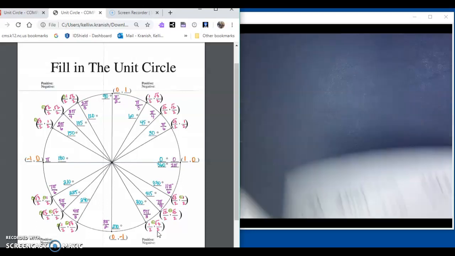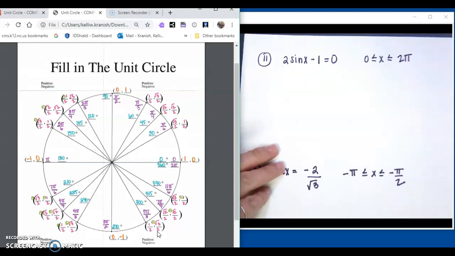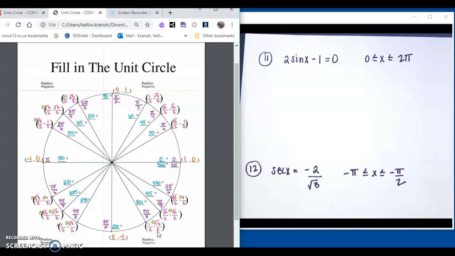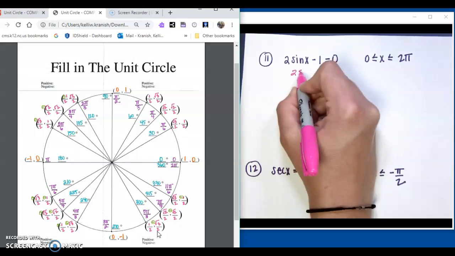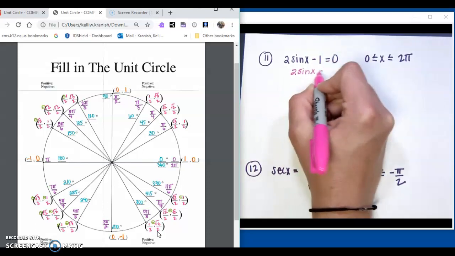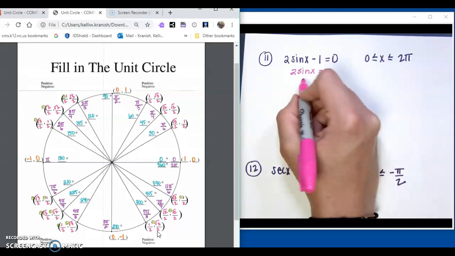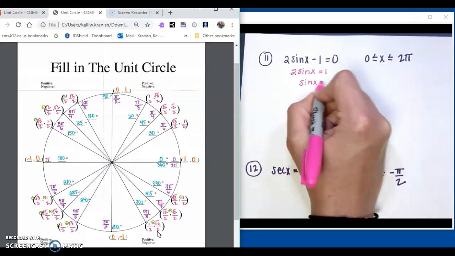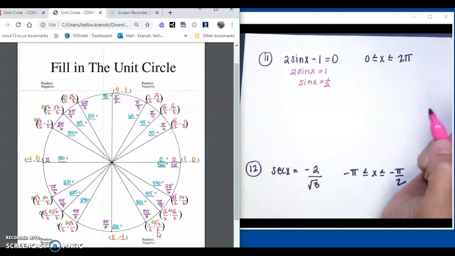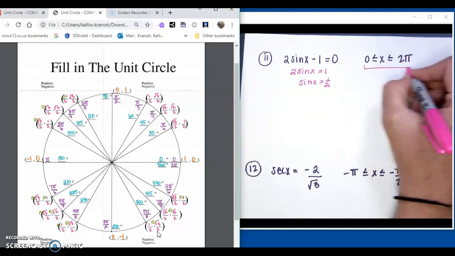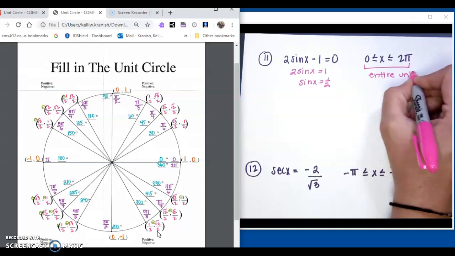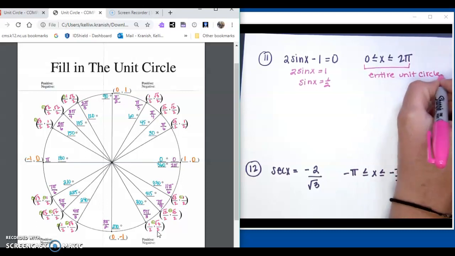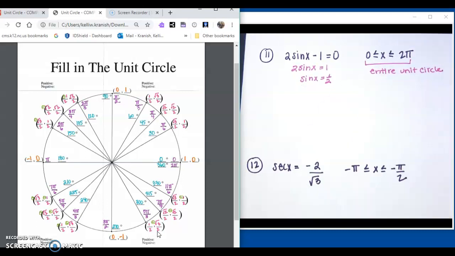Alright, so we take a look at number 11. We have 2 sin x minus 1 equals 0, but it is not solved for the trig function. So we're going to do that first. So if we add 1 over, 2 sin x equals 1. So if we divide by 2, sin x is going to be 1/2. We are going to be looking on the entire unit circle. So there's a possibility that we will have 2 answers, so keep that in mind.